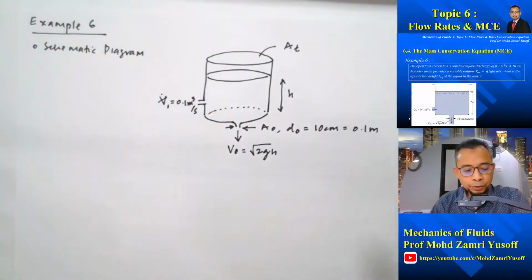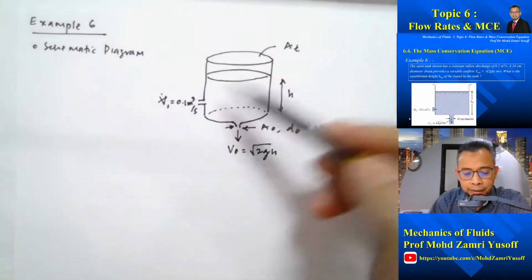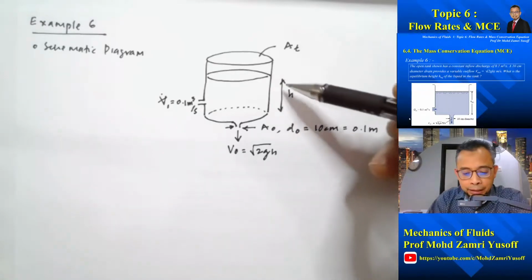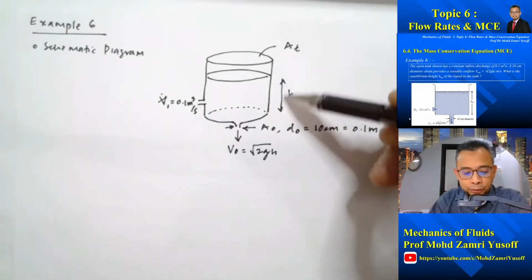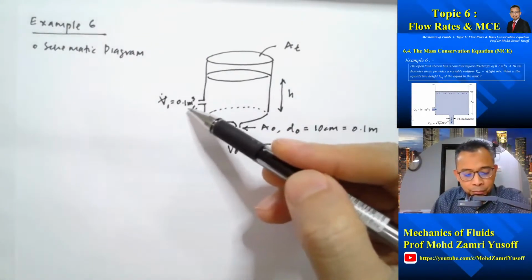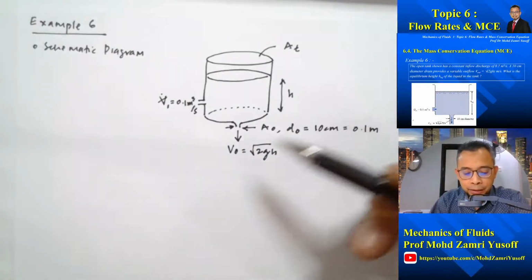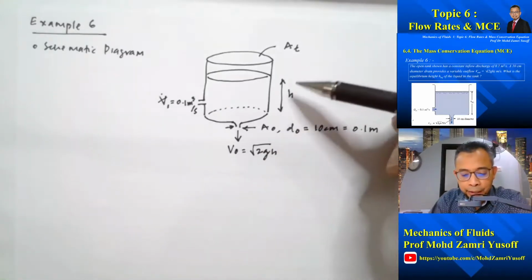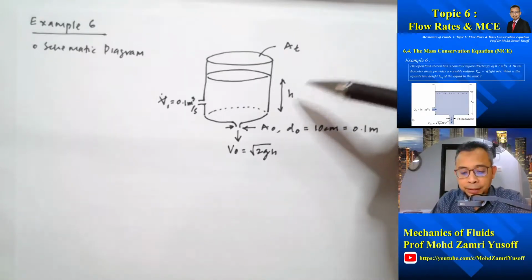So first of all, let's draw a schematic diagram of the problem. So now we have the tank. Let's say the cross-sectional area of the tank is equal to AT, and then the height of the water inside the tank is equal to H. The volume flow rate at inlet is given as 0.1 meter cube per second, and then we have a drain at the bottom here, and then the outlet velocity is equal to root 2 GH, where H is the height of the water at that particular instance.